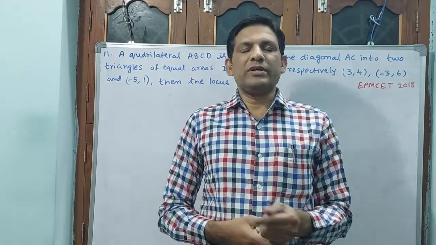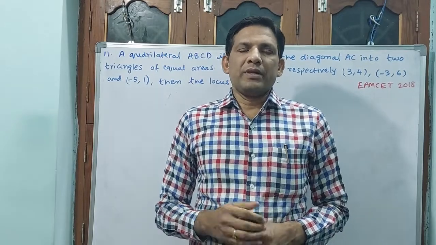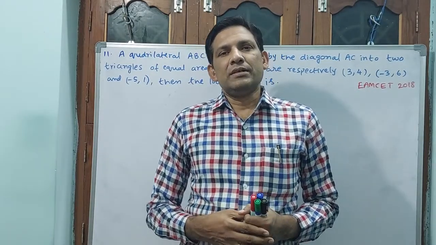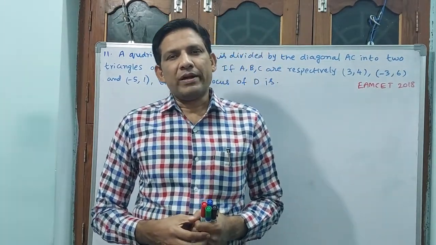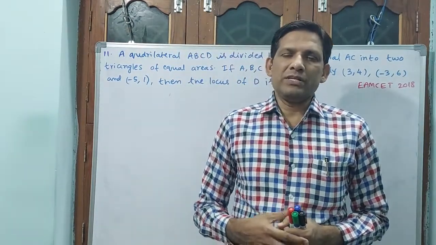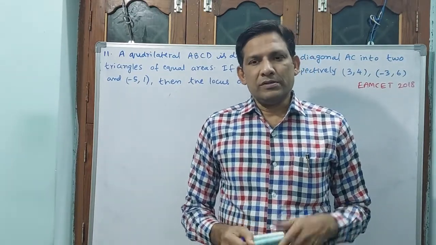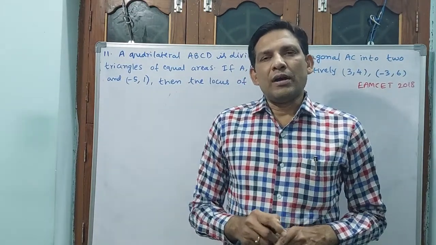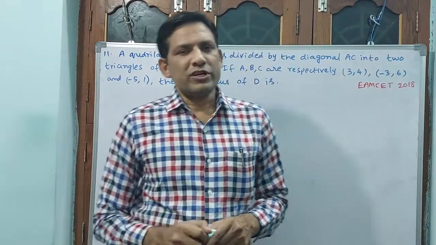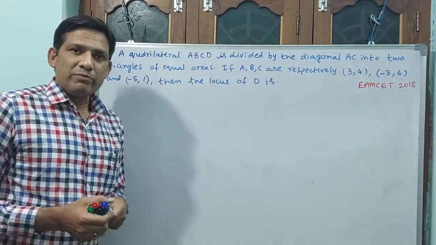Okay, dear students, we are in Eamcet mathematics, and we have started a locus chapter, and two classes we have finished. Up to question number 10 we have finished. I think around 30 more questions we will do. In this class we are going to do another 5 questions, that means question number 11 to 15.